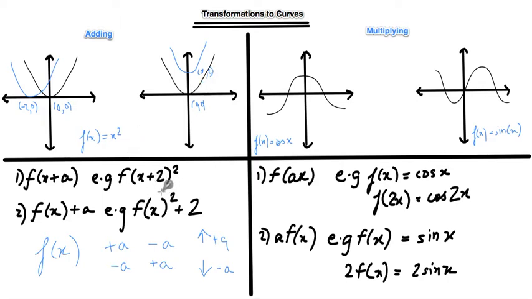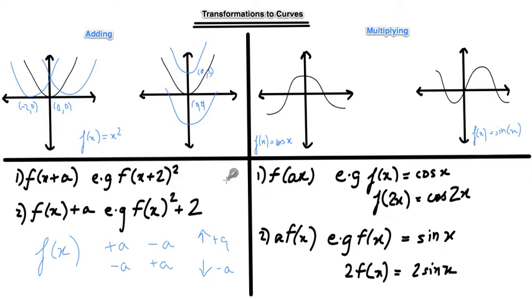Just recapping, if this was minus 2, the graph would move 2 units in the plus x direction. If this was minus 2, the graph would move 2 units in the negative y direction. Okay, so that's it for adding. Now we come to multiplying.